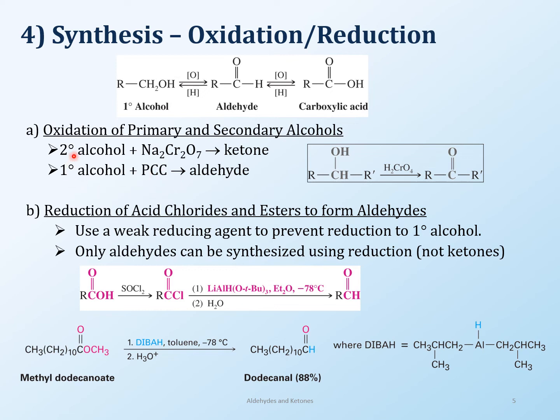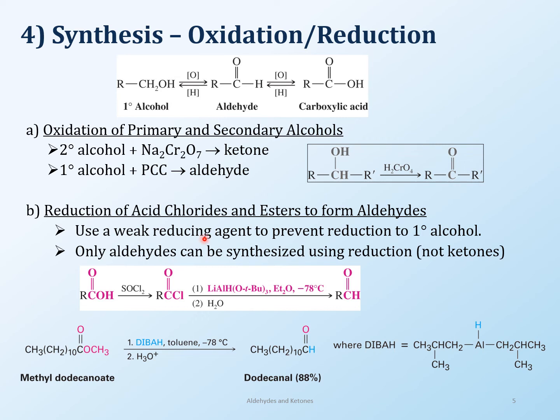If you have a secondary alcohol, now you can use a weak or a strong oxidizing agent that will take you to a ketone. Strong oxidizing agents are sodium dichromate, chromic acid, or you can also use potassium permanganate. All of those will give you ketones. Remember, secondary alcohols are internal groups, and so are ketones. Primary alcohols are terminal groups, so they will give you aldehydes. Again, primary alcohols use a weak oxidizing agent.